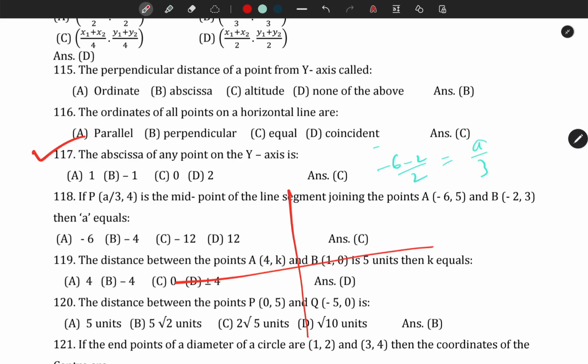Next question, the abscissa of any point on the y-axis. On the y-axis, if I take any point, supposing this point x is 0, y is 1, this point x is 0, y is 2. If I take 0 comma 3, if I go down, it will be 0 comma minus 1, or 0 comma minus 2. So the abscissa of any point on the y-axis is always 0. The ordinate can be any number, but the abscissa is always 0.